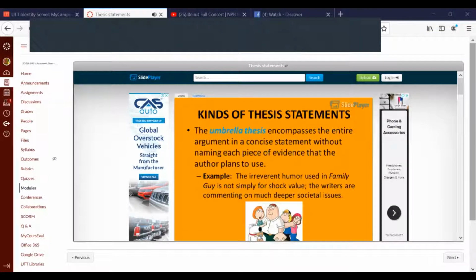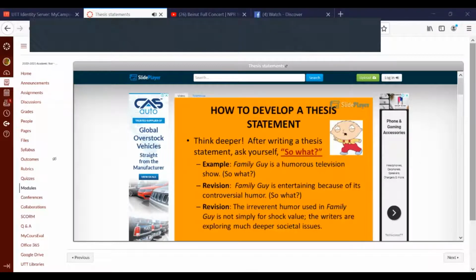Kinds of thesis statements. The umbrella thesis encompasses the entire argument in a concise statement without naming each piece of evidence that the author plans to use. Example: the irreverent humor used in Family Guy is not simply for shock value, the writers are commenting on much deeper societal issues. How to develop a thesis statement.